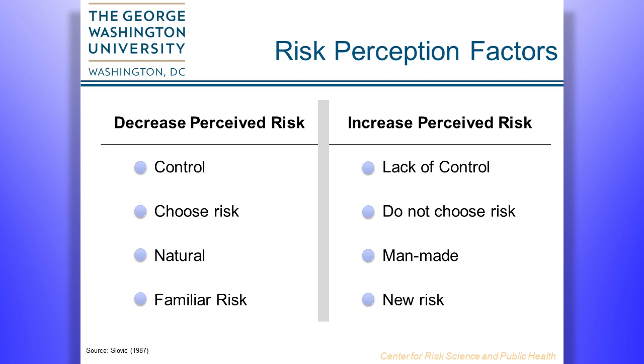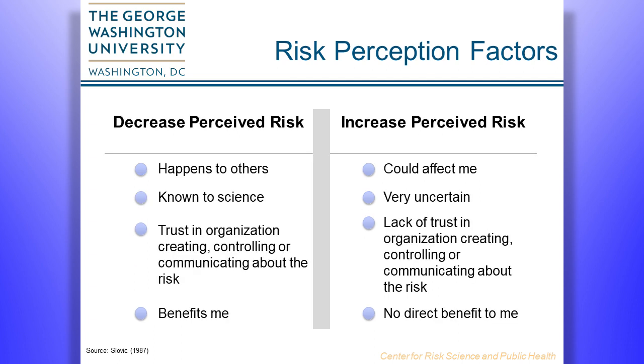Natural and familiar things tend to be associated with a decreased perception of the risk, where things that are new, that are novel, that might seem unknown, and especially often things that are man-made, are seen as being riskier. Some more factors: people tend to be most concerned about risks that could directly affect them. Things that are considered well-known to science tend to decrease people's concerns, where things that are considered uncertain, where the science is unfolding, maybe there's a lot of scientific conflict, tend to increase the perception of the risk.